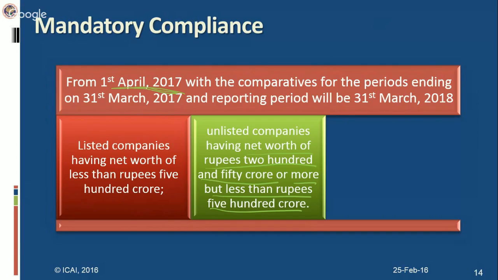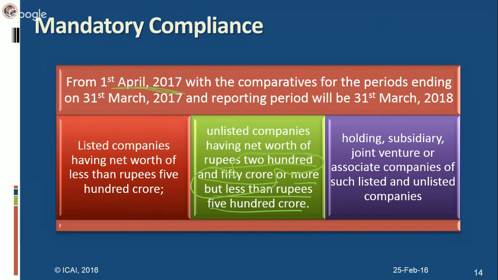For the earlier year, that is from 1st April 2016, we had that all the listed and unlisted companies, if they had the net worth of rupees 500 crore or more. But now from 1st April 2017, even if any listed company has a net worth of less than 500 crore, it will be required to apply the Ind AS. And what about unlisted companies? If they are having the net worth of rupees 250 crore or more, but less than 500 crore, they are required to apply. If they have net worth of less than 250 crore, then they can be exempted. So the amount of net worth and the computation of net worth is very important to apply this threshold limit.